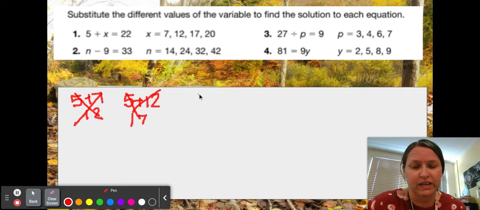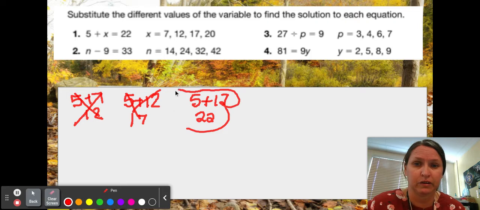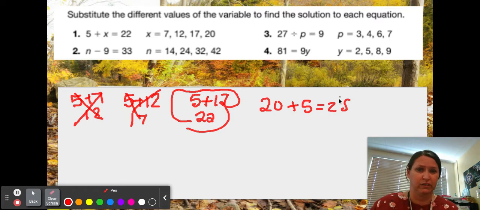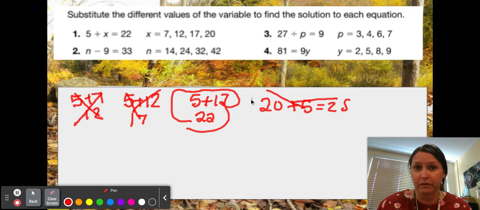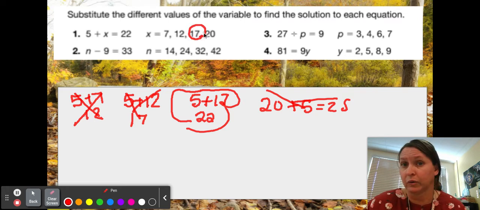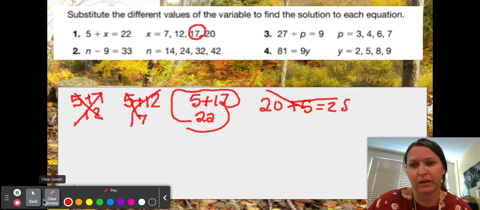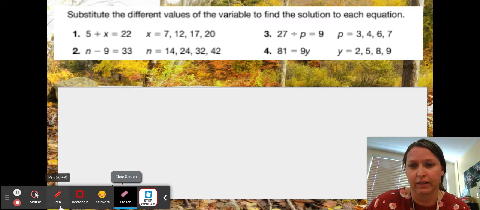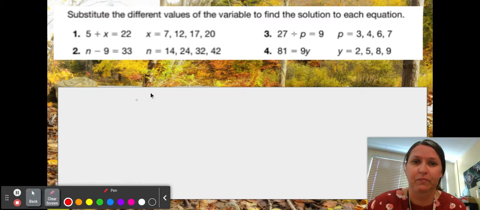Now let's look at 17. 5 plus 17 is 22. So that one does work. And now I'm going to do 20 plus 5 equals 25. That is not 22 either. So my answer would be 17. So that would be the correct value to make my equation true. Now, let's do another example.